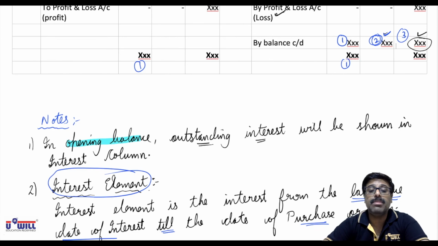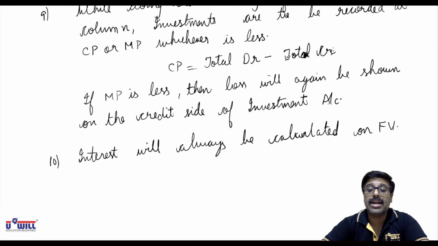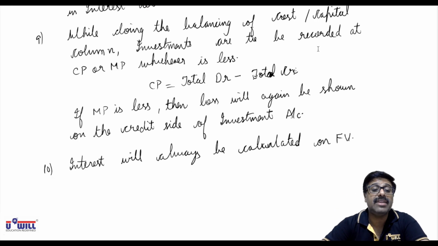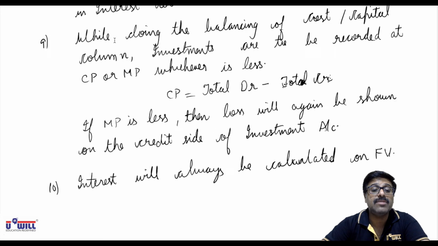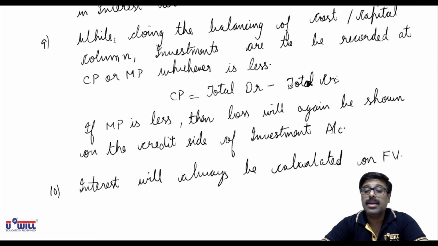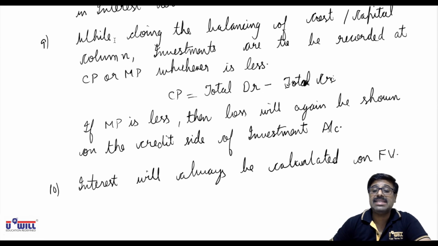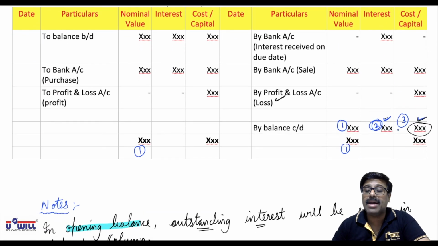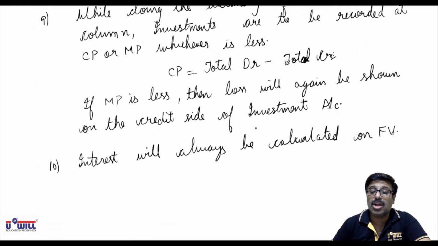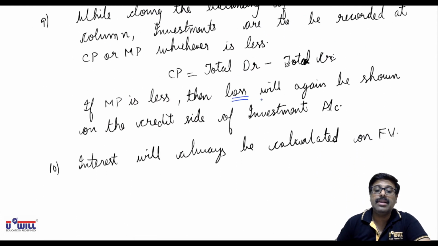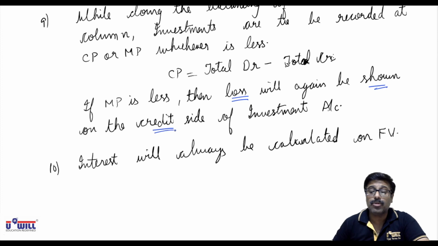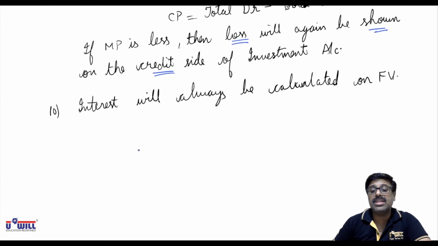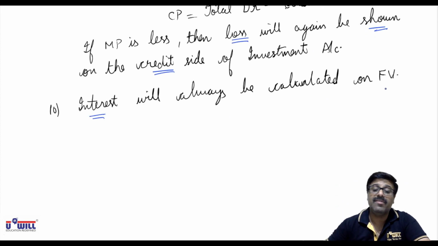In that you have to remember that investments are always recorded at cost price or market price, whichever is less. So if cost price is less, no problem, because the balancing figure represents cost price only, total of debit minus total of credit. But if market price is less, then further the loss will again be shown on the credit side of investment account. Throughout the ledger account, interest will always be calculated on face value.